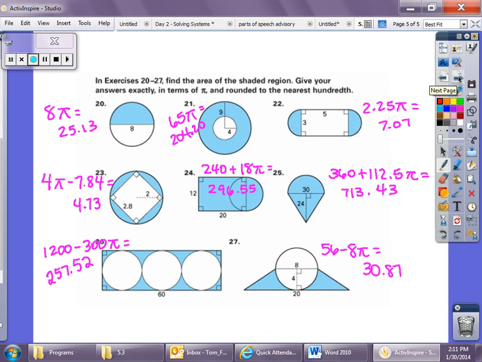And then here are the answers to 21 through 27. So if you wanted to try these, we'll go over all these. Once again, it gives the answer in terms of pi and the exact answer. So here's the answers. You can just pause it, look at them, copy them down, whatever you want to do with them. And we'll answer any questions tomorrow.